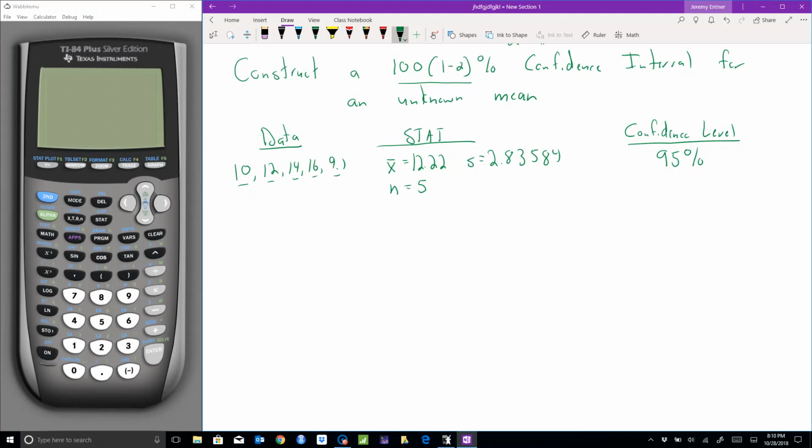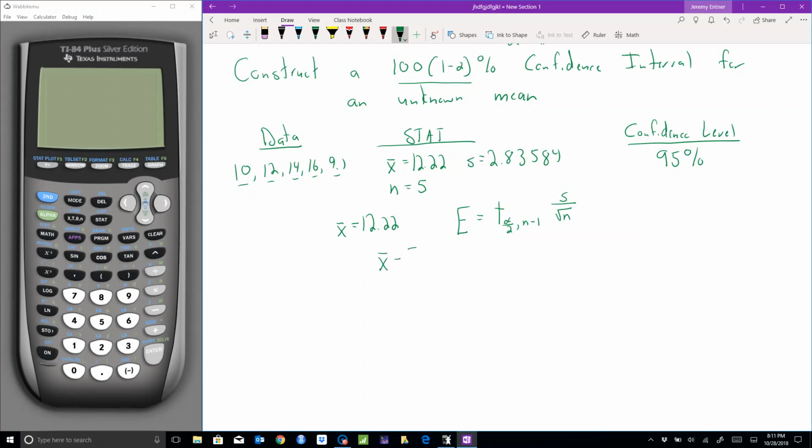The way we're going to do that is we're going to compute two separate numbers. The first one being x bar, which we already have, which is the 12.22. The second thing we're going to have to compute is this thing called a margin of error, which looks like this. It's going to be a t alpha over 2, so it's a two-sided critical value, with degrees of freedom equaling n minus 1, and then we're going to multiply by s over the square root of our sample size.